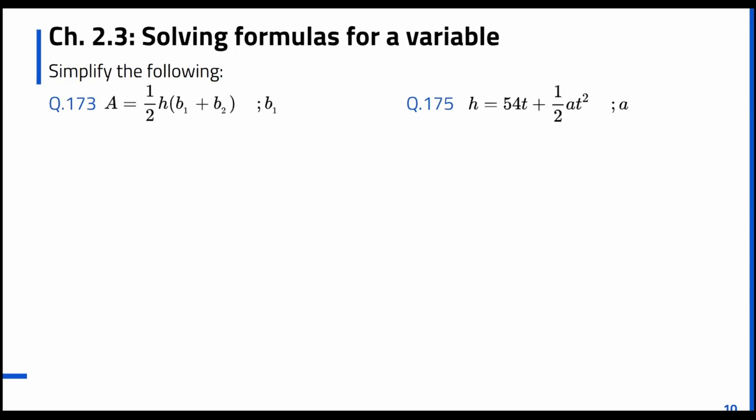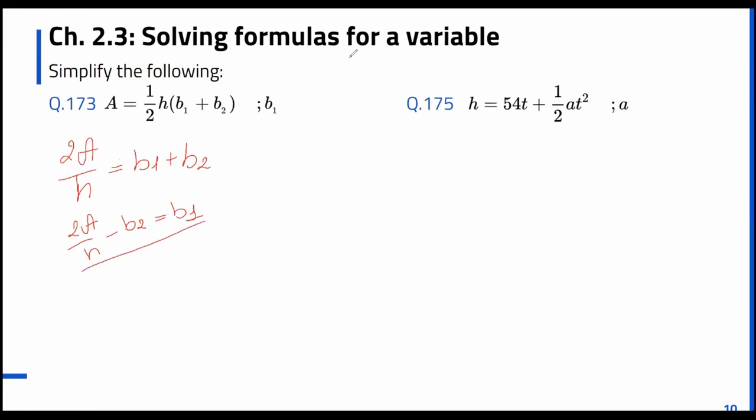For the first step, we will send 1/2h to the other side. How would you do this? 1/2h to the other side, so it becomes 2a by h. 2a by h, this way? Yes. It's equal to b1 plus b2. And for isolating b1, we can just send b2 to the other side. 2a by h minus b2 is equal to b1. Great. It is the easiest step.